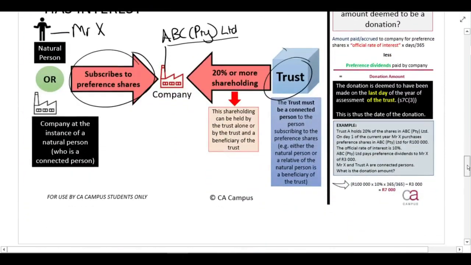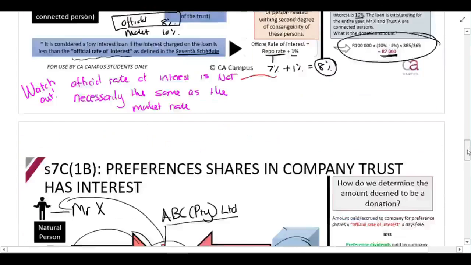And then any preference dividends that this company pays to Mr. X, because now you've got preference shares in this company, is considered the payment of the interest on the loan.